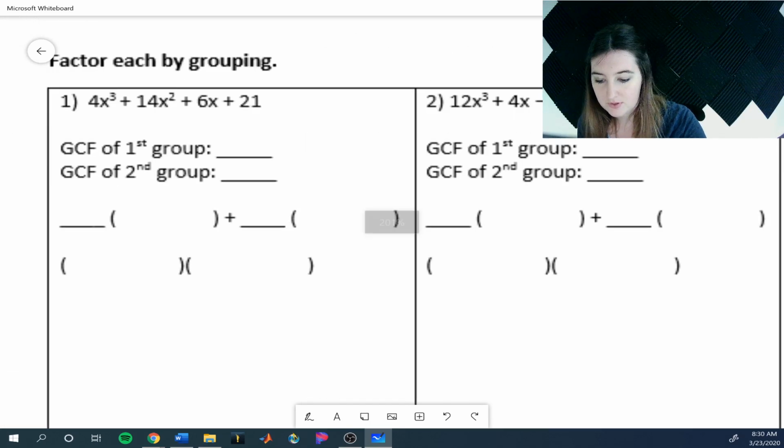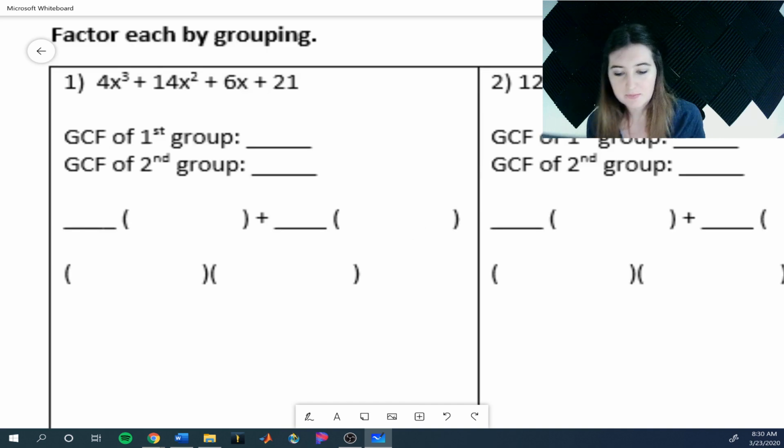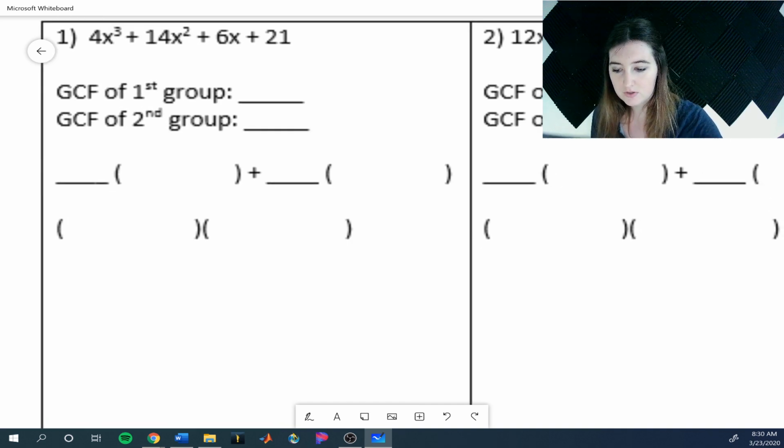I'm going to zoom in. It might be kind of blurry, but it's because of the way I'm writing on my computer. It's going to have to be a little bit more zoomed in.